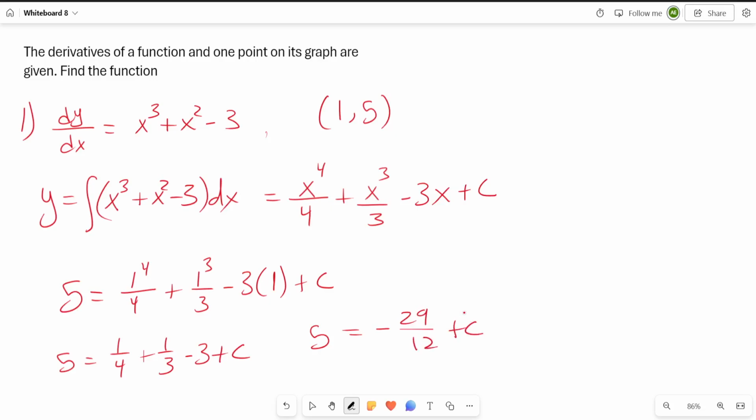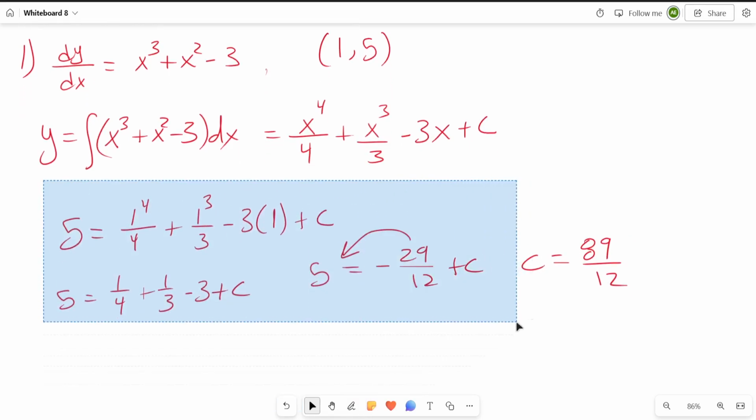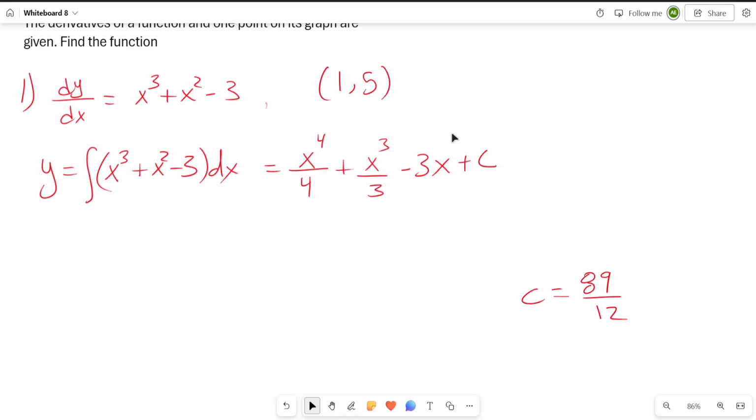From here very easily I can find c by adding 29 over 12 to both sides, or moving this to the other side it becomes positive. So 5 plus 29 over 12 is going to give me c, and my c value is 89 over 12. So that is my c value. So I can come over here and say that instead of c it is going to be plus 89 over 12, and this is how I went from the derivative of the function to finding the original y function. So y is equal to this.